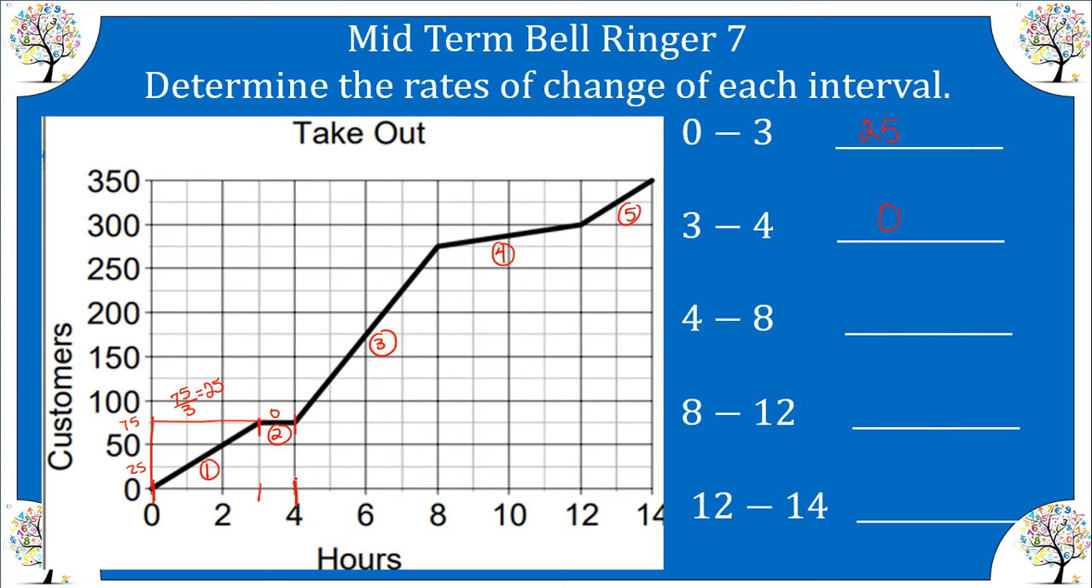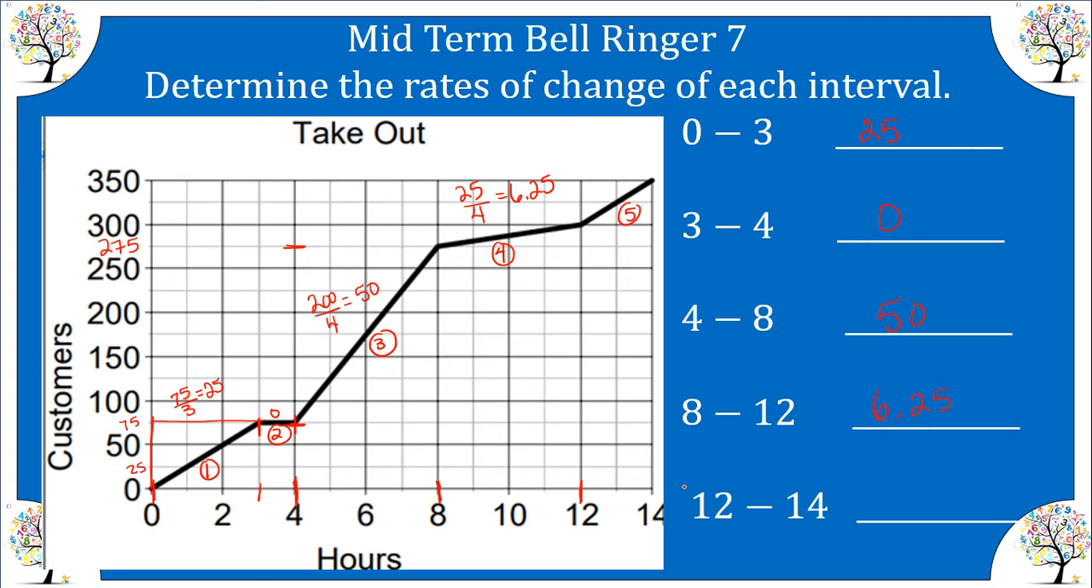Then between hour 4 and 8, over a 4-hour period, we went from 75 up to 275. So we went up 200. So that is 50 customers per hour. Then from hour 8 to hour 12, over this 4-hour period, we went up 25 customers. So I'm going to use my calculator, and 25 divided by 4 is 6.25. So it's an average. Can't have part of a person, but there were 6.25 people per hour on average.